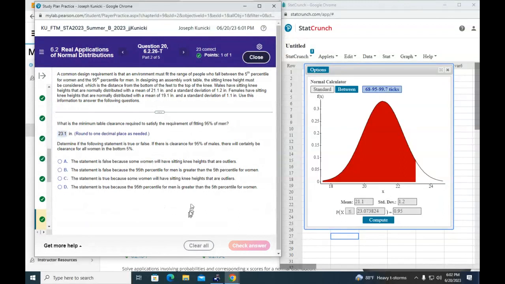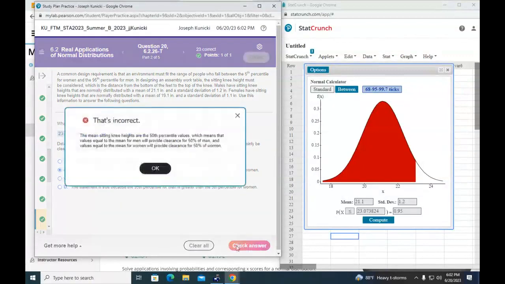Now, would the 5% for women be any stricter than for men? No, it'd be automatic. They'd fit automatically because the 95th percentile for men is greater than the 5th percentile for women. That goes without saying.